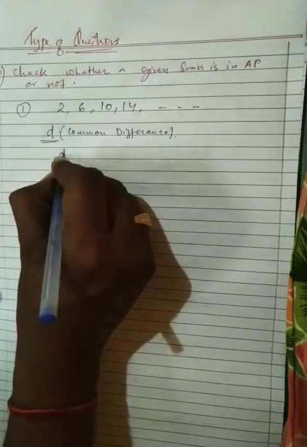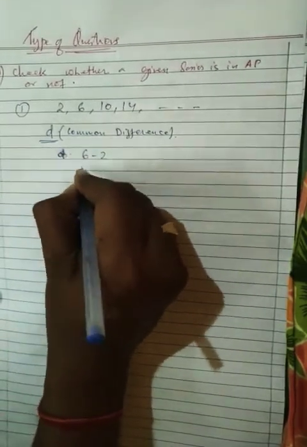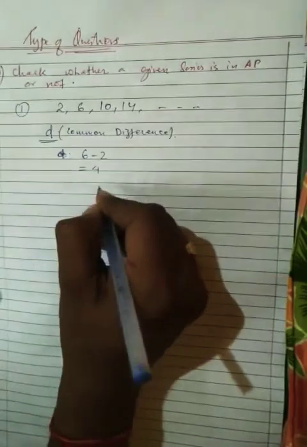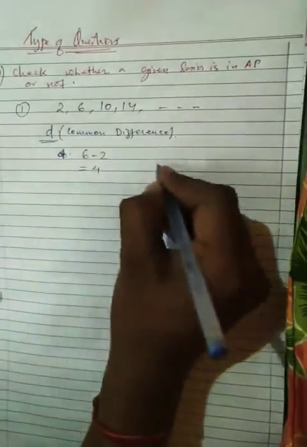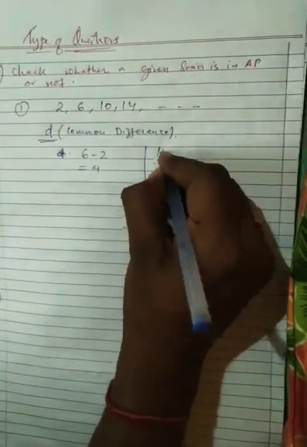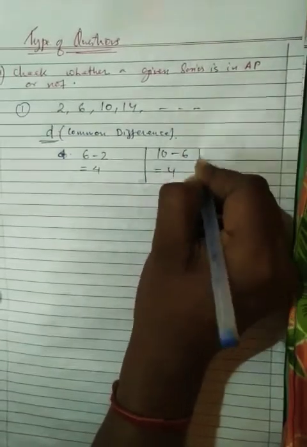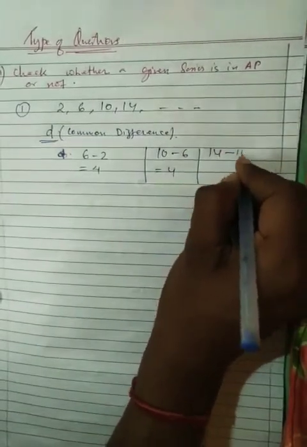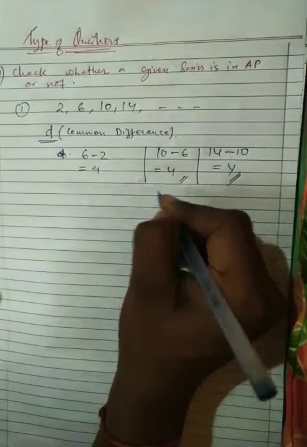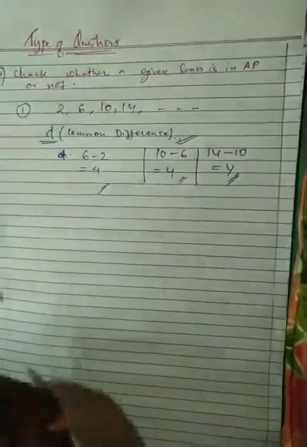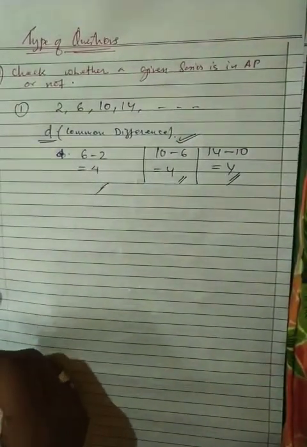D will be 6 minus 2, which is 4. Then 10 minus 6 is also 4, and 14 minus 10 is also 4. Clear? So in each case, the common difference you're getting is 4. Yes or no? Clear?